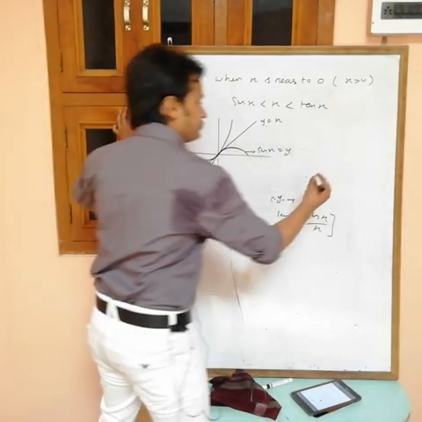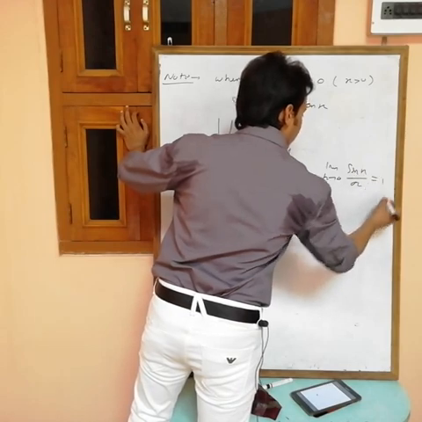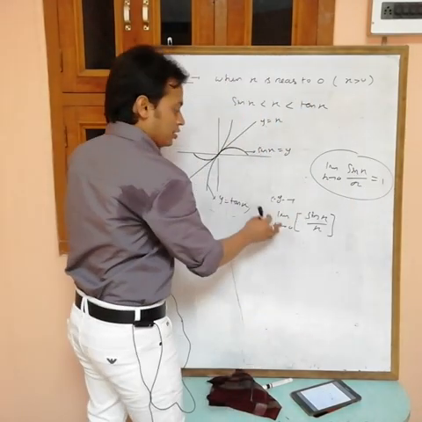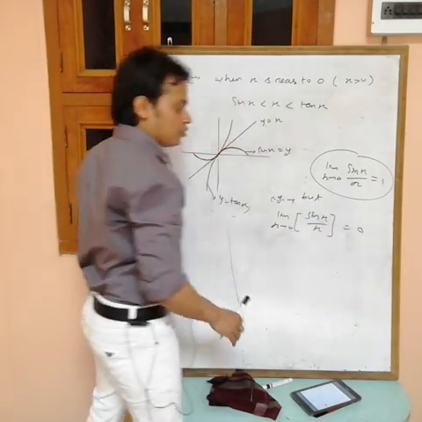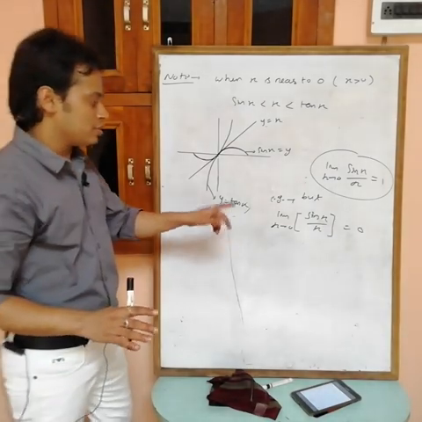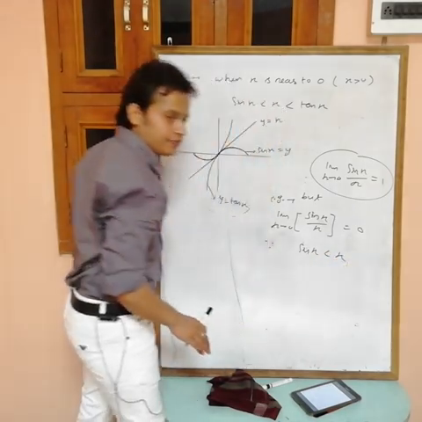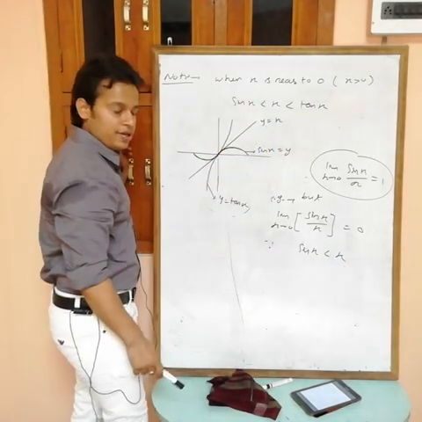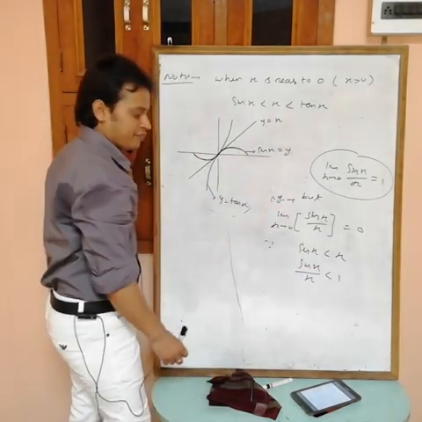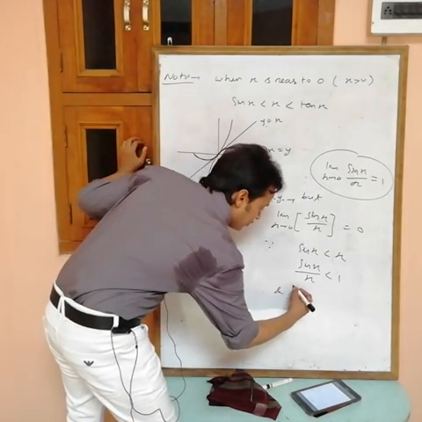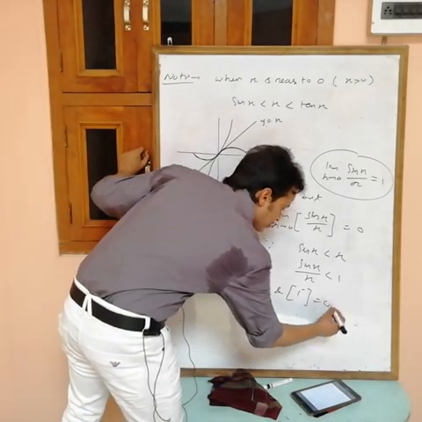The limit x tending to 0 of sin x by x is equal to 1, but the limit of this one, with the greatest integer, is equal to 0, not 1. Why? Because sin x is less than x. Divide by x: sin x by x is less than 1. And the greatest integer of 1 minus, this being less than 1 now, is equal to 0.